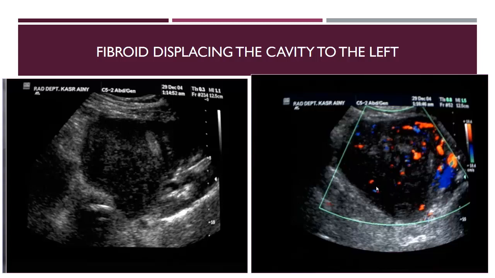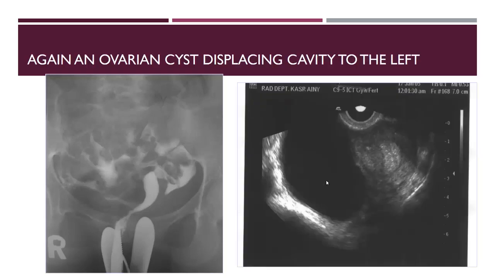There is intravasation. Also, there may be intravasation if there is previous operative resection or something like that. So this is just a fibroid displacing the cavity to the left. The other case, there is an ovarian cyst. There is a large ovarian cyst displacing the uterus to the left side.